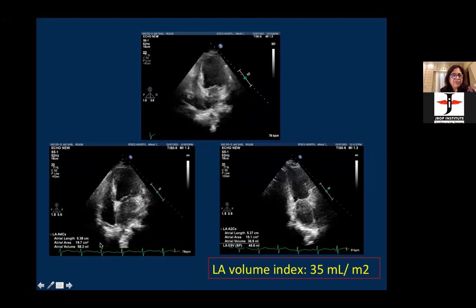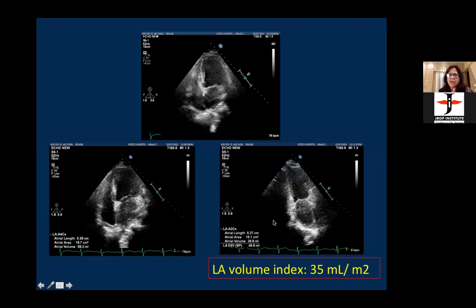Look at the length value. In the 4-chamber view, I got a length value of 5.38 centimeter. And in the 2-chamber view, I got 5.27 centimeters. So the difference is not more than 10%. So my value is correct. So I take the smaller value, 5.27, and then the machine calculates.